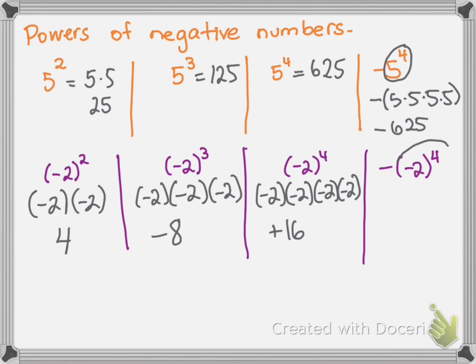Finally, we have to simplify these first, and then we multiply times the negative. So I'm going to keep the negative there, and then I'm going to multiply negative 2 times negative 2 times negative 2 times negative 2. And in this case, we have 5 negatives, so the answer is negative 16. What we have to realize is the parenthesis affects whether the negative is being multiplied or not.